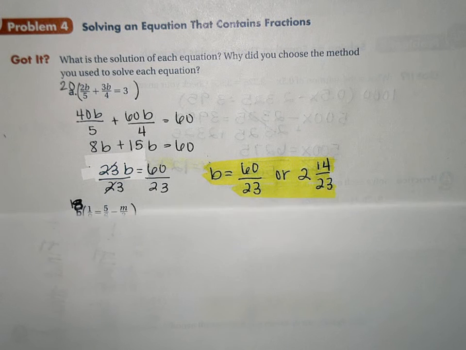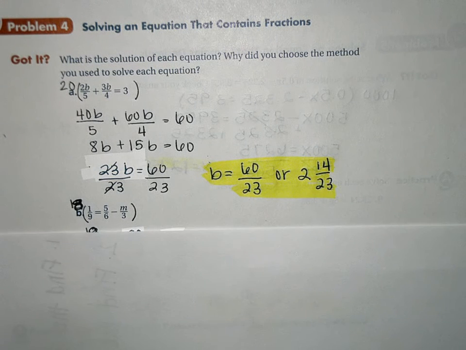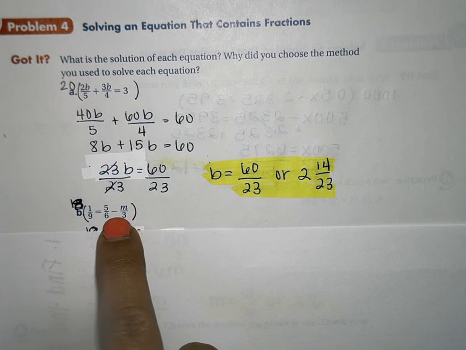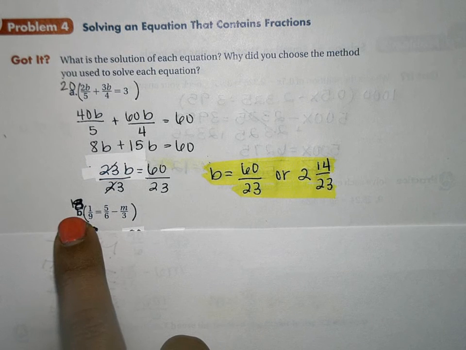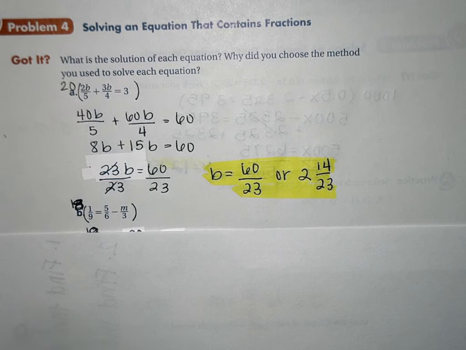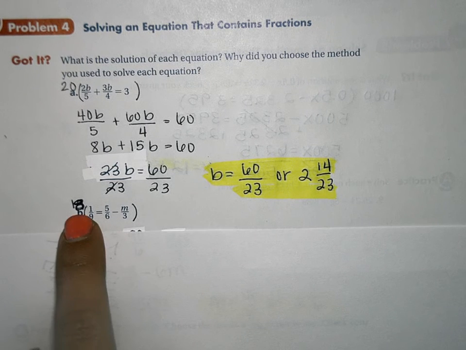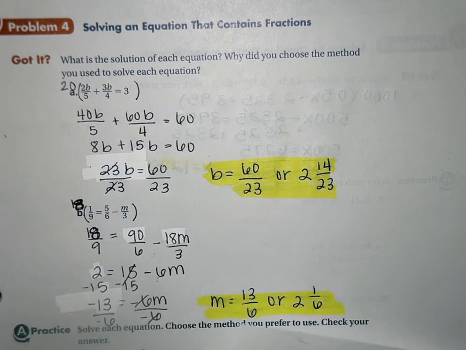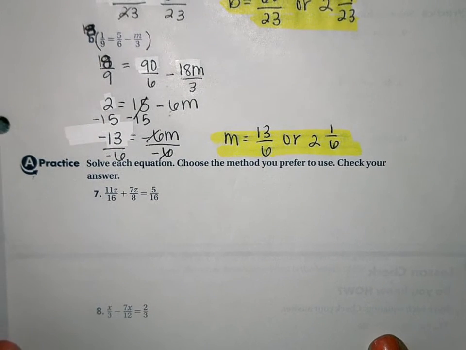For part B, the denominators were 9, 6, and 3. So at first, I thought that the least common multiple would be 9, but 6 doesn't go into 9. So the least common multiple of all three of these would actually be 18. So there's the work for that one.